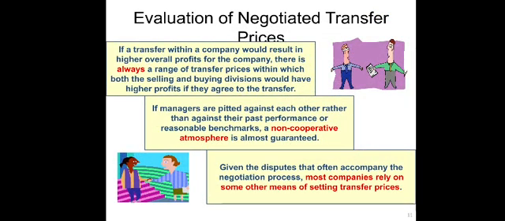So you have seen three scenarios, and three calculations that you can use to solve the problem in these scenarios. Evaluation of negotiated transfer prices. If a transfer within a company will result in higher overall profits for the company, there is always a range of transfer prices within which both the selling and buying divisions will have higher profits if they agree to the transfer. If managers are pitted against each other rather than against past performance or reasonable benchmarks, a non-cooperative atmosphere is almost guaranteed. Given the disputes that often accompany the negotiation process, most companies rely on some other means of setting transfer prices.